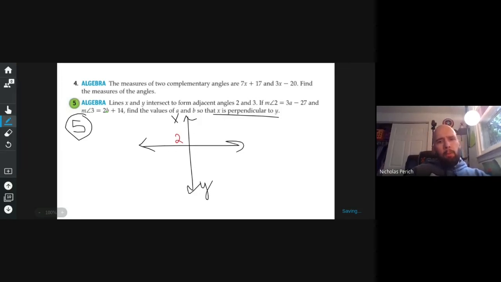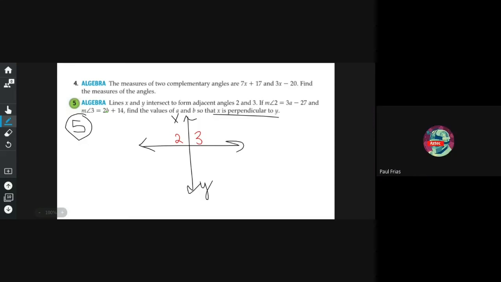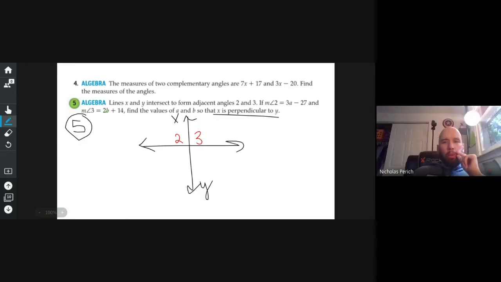Angles 2 and 3 are adjacent, which means next to each other. What can you tell me about the measures of angle 2 or the measures of angle 3, based off of the fact that we know what I underlined in black there? The key word is perpendicular, which means they form what kind of angles?